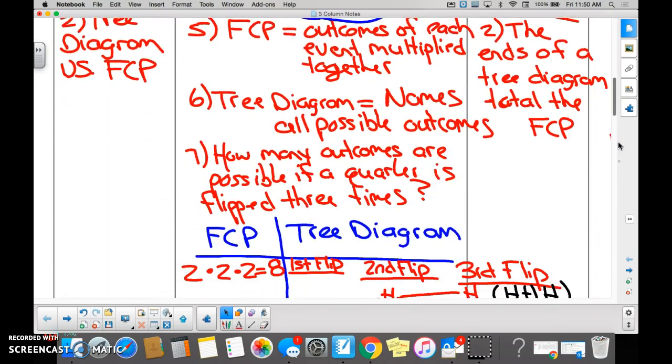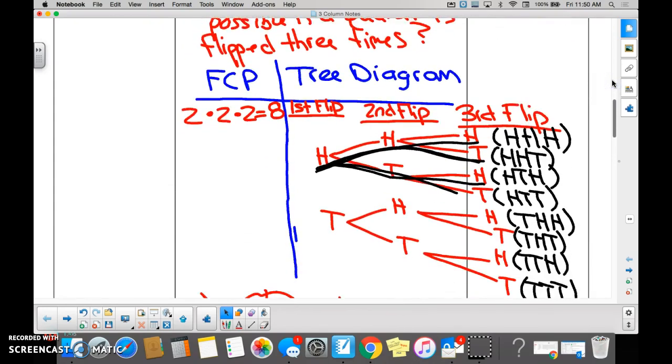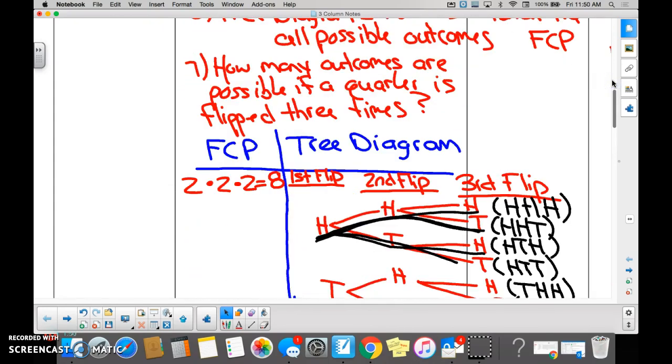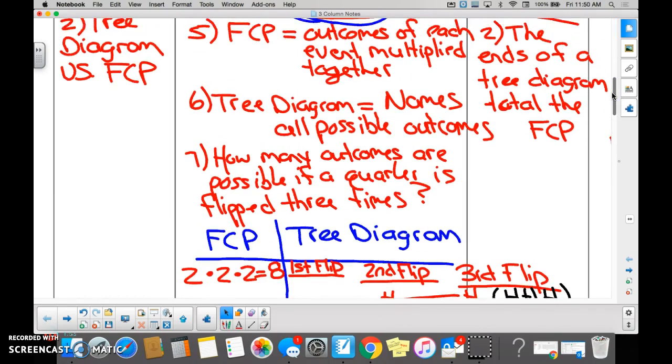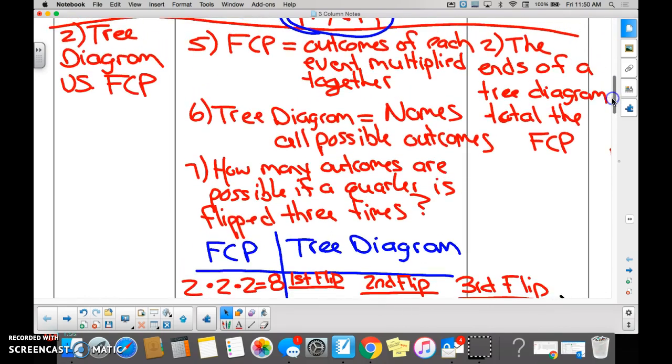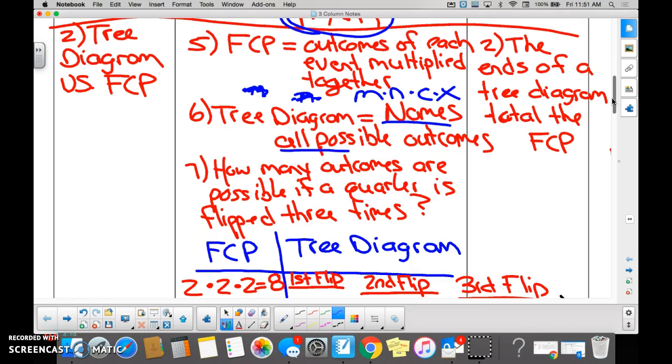Number 5 and number 6 were quick recaps. 5, FCP, outcomes of each event multiplied together. So if I have, let's say, 4 events, I would take my first event times my second event times my third event times my fourth event, right? And that would give me all of the events together. And then the tree diagram would actually show them all.